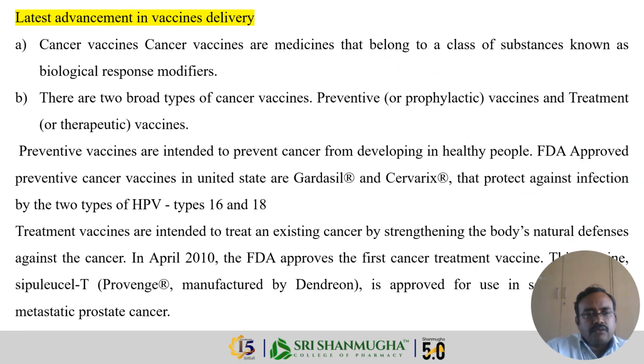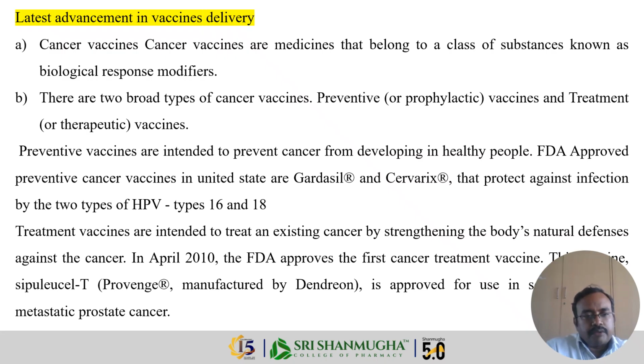The latest advancement in vaccine drug delivery, the cancer vaccine. Cancer vaccines are medicines that belong to the class of substances known as biological response modifiers. There are two broad types of cancer vaccines: the preventive vaccines and the treatment vaccines. Let's see, the preventive vaccines are intended to prevent cancer from developing in healthy people.